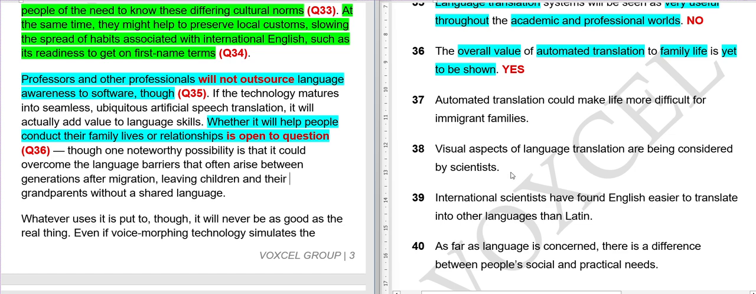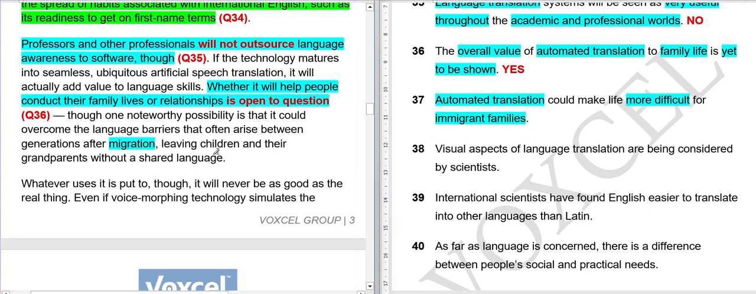Automated translation could make life more difficult for immigrant families. So here they're saying that this translation could make life more difficult for immigrant families. But we have read something about migration. Here it is. So let's read it again. Though one noteworthy possibility is that it could overcome the language barriers that might often arise between generations after migration, leaving children and their grandparents without a shared language. Okay, so this is our location, and you have to tell me the answer whether it is yes, no, or not given, and your time starts now.